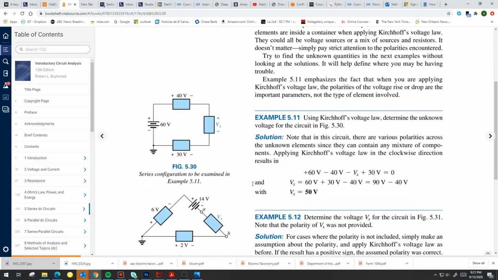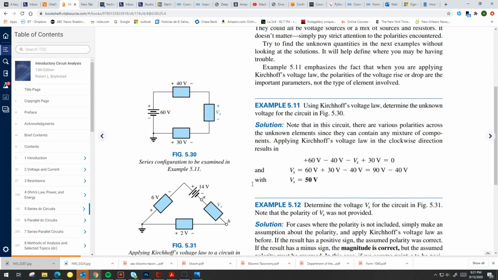All right, a couple of examples. This one, using Kirchhoff voltage law to find the voltage for the circuit in this figure. And again, in this case, the unknown is Vx. And we can use what we already know about KVL. So we're going to start again.